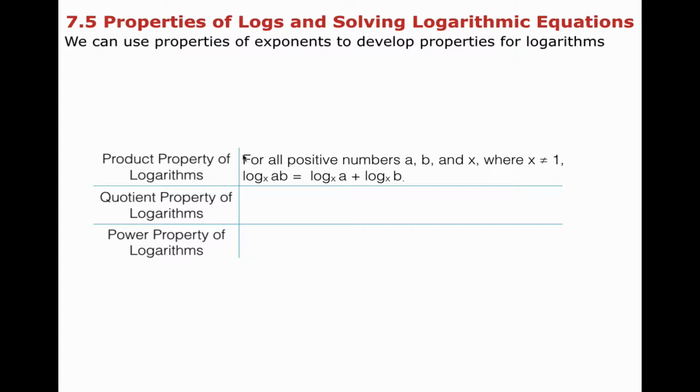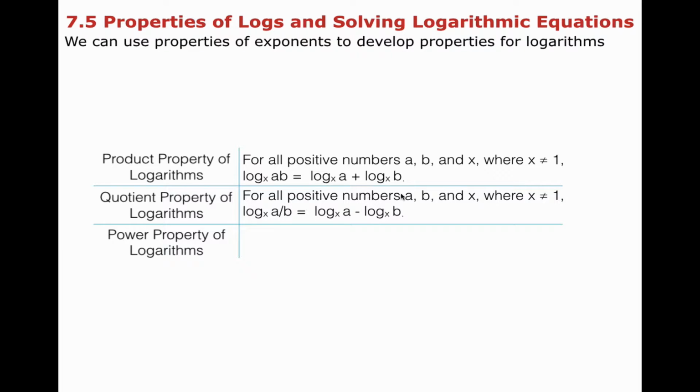So for the product property, for all positive numbers a, b, and x, where x does not equal 1, log base x of a times b equals log base x of a plus log base x of b. And this should kind of make sense because when we add exponents, we're talking about multiplying their bases.